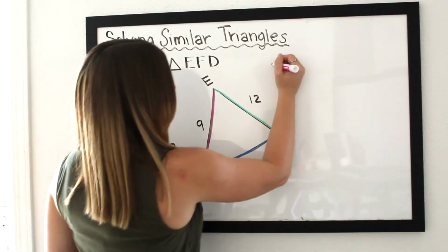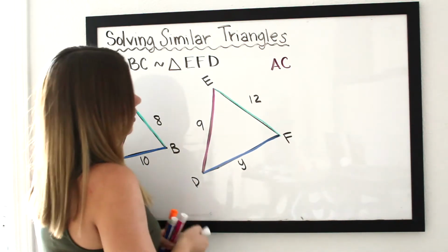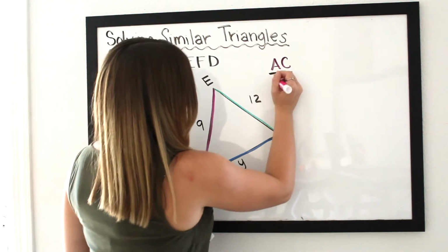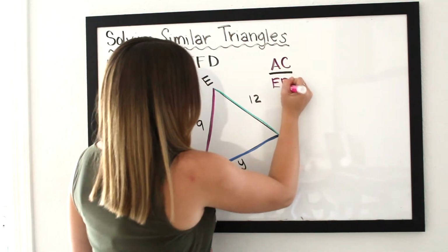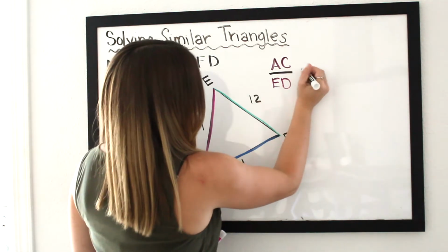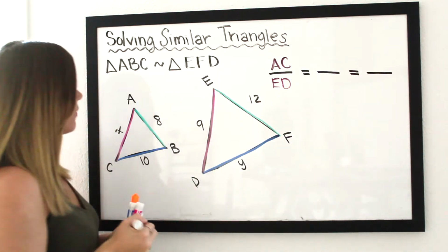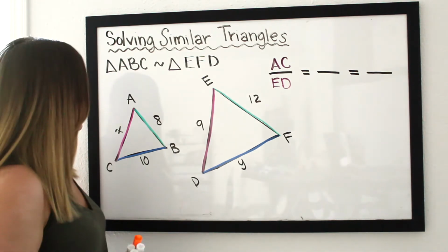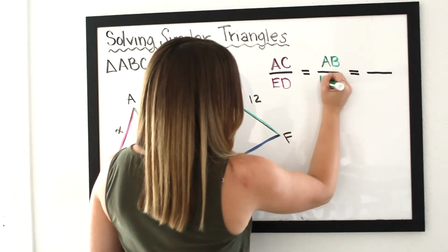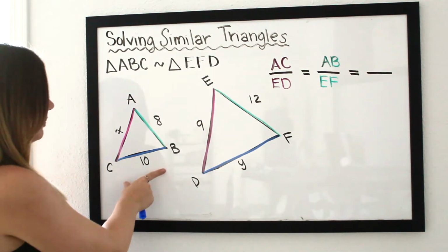So AC, if I take AC and I create a ratio or a fraction, so AC over ED, that is going to equal the ratio of my other two sets of corresponding sides. So I have AC over ED is going to equal AB over EF, which is also going to equal CB over DF.